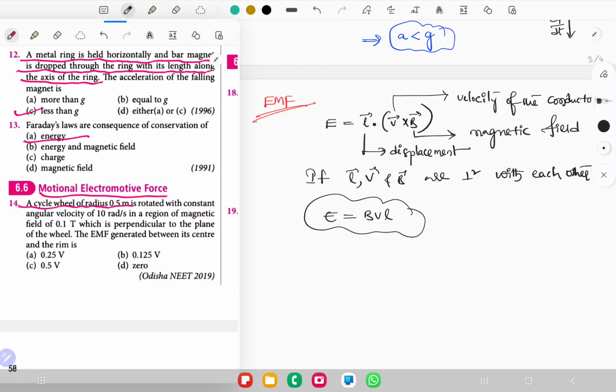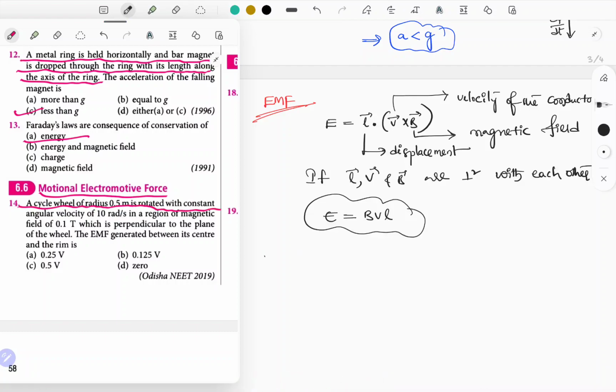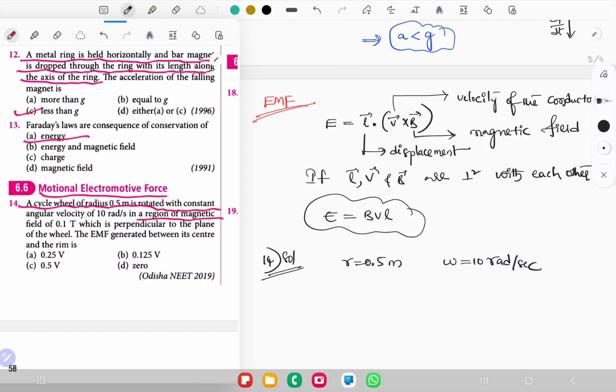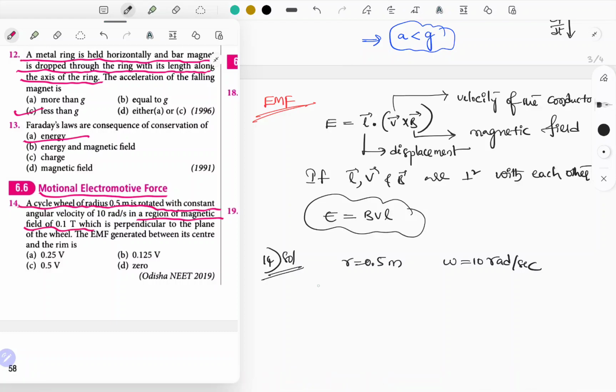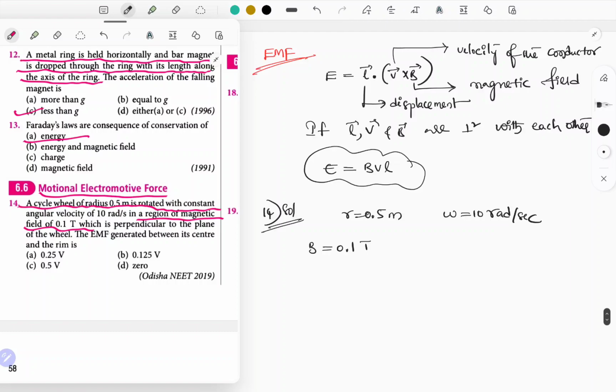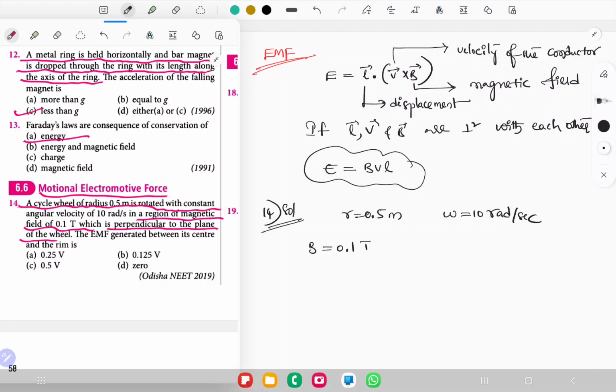A cycle wheel of radius 0.5 meter, R is equal to 0.5 meter, is rotated with a constant angular velocity, omega is equal to 10 radian per second, in a region of magnetic field 0.1 Tesla, which is perpendicular to the plane of the wheel.